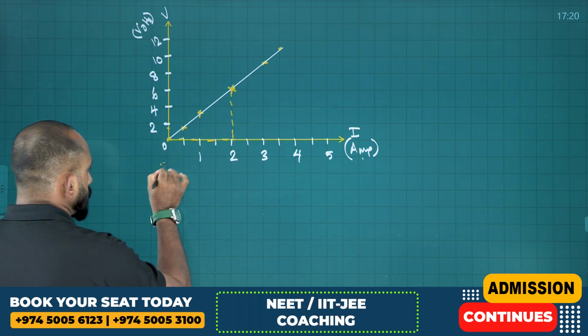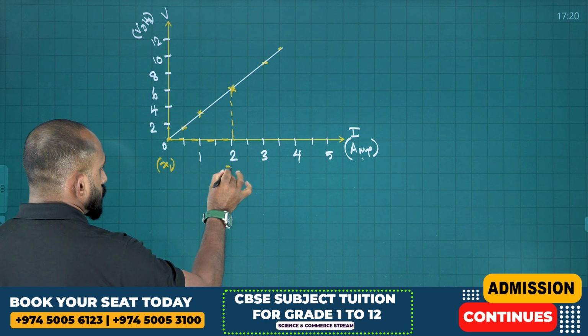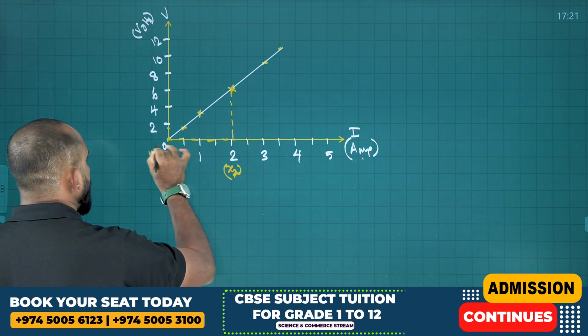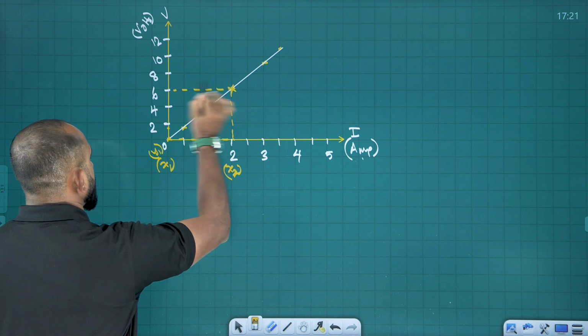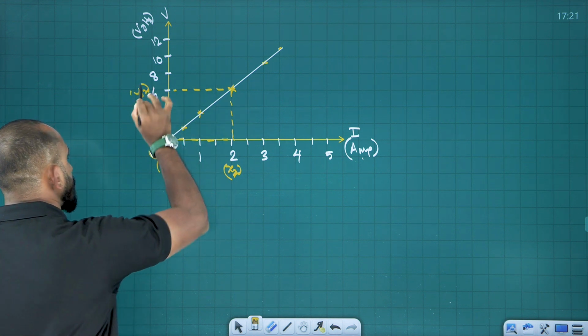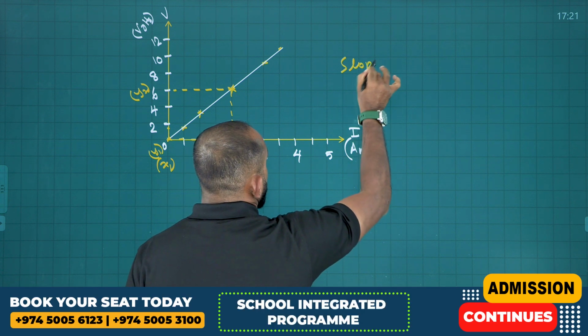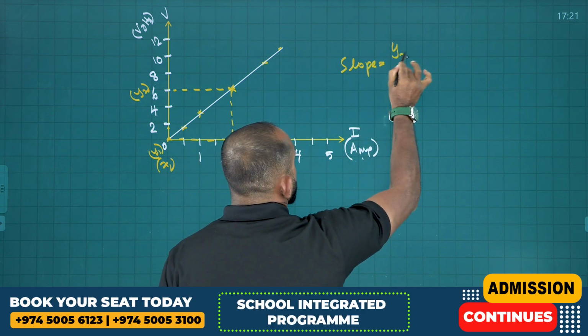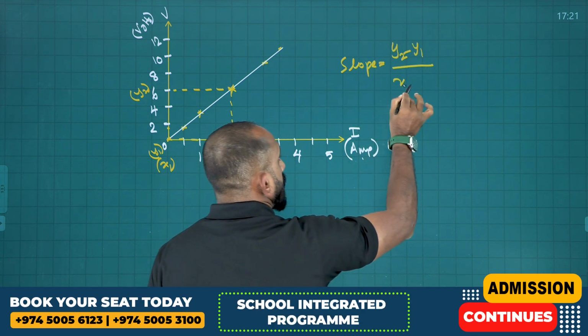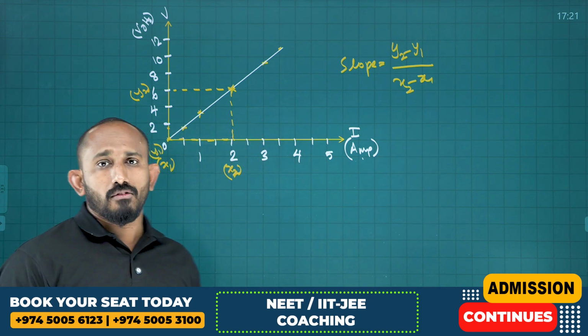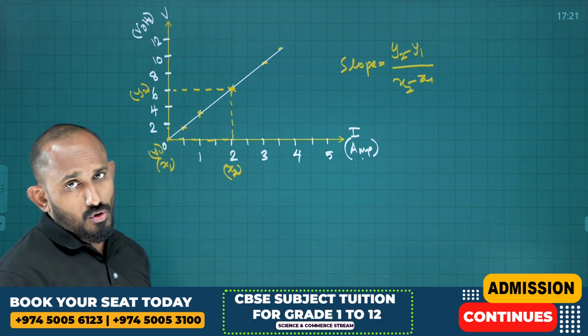So here, this point is taken as x1, this point is taken as x2. Same thing, y1 here and corresponding, this one as y2 you are taking. So slope you have to calculate, slope is equal to y2 minus y1 divided by x2 minus x1. The y coordinate divided by x coordinate.